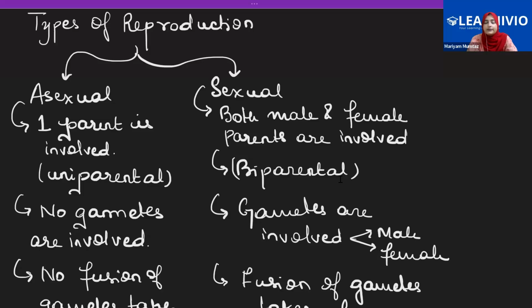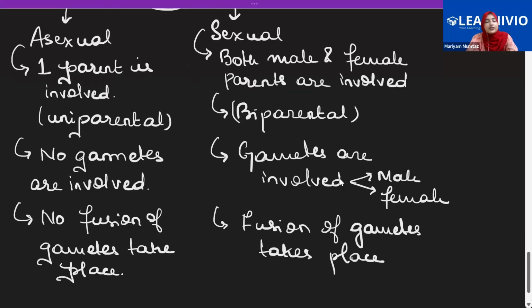In asexual reproduction, no gametes are formed. But in the case of sexual reproduction, male and female gametes are formed. Lastly, no fusion of gametes takes place in the case of asexual reproduction, whereas fusion takes place in sexual reproduction. So is the introductory part clear to you both?